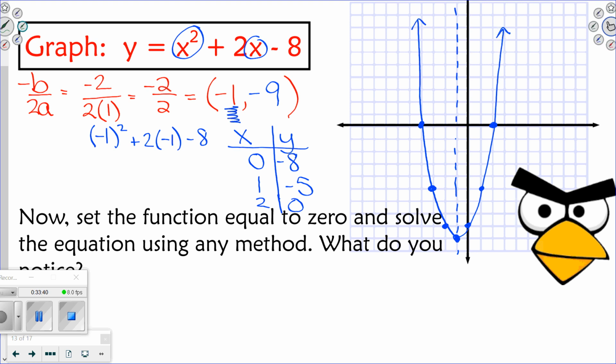All right, and the connection we're going to make right here is going to help you so much in the next chapter, okay? So now let's actually solve that, okay? So I graphed it, great. Let's solve it and see what happens. So to solve it, instead of having a y, we're just going to replace that with 0. So 0 equals x squared plus 2x minus 8.